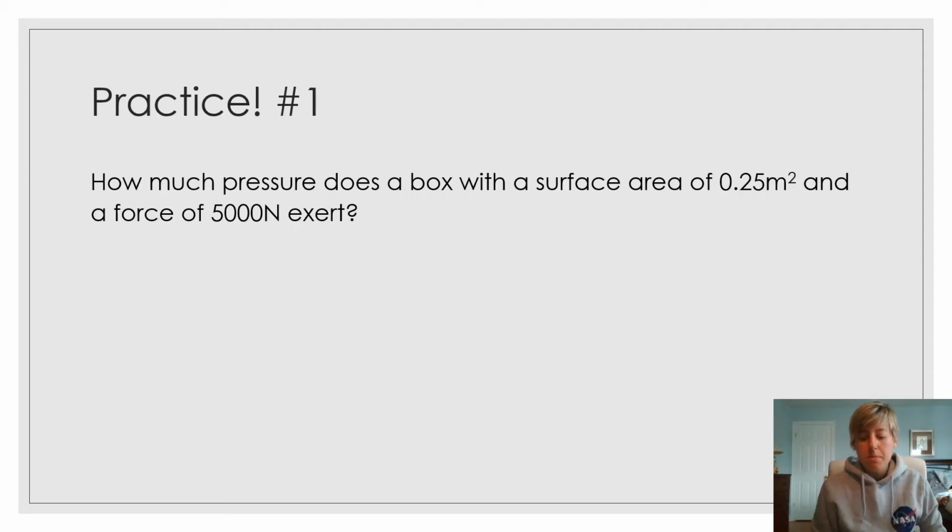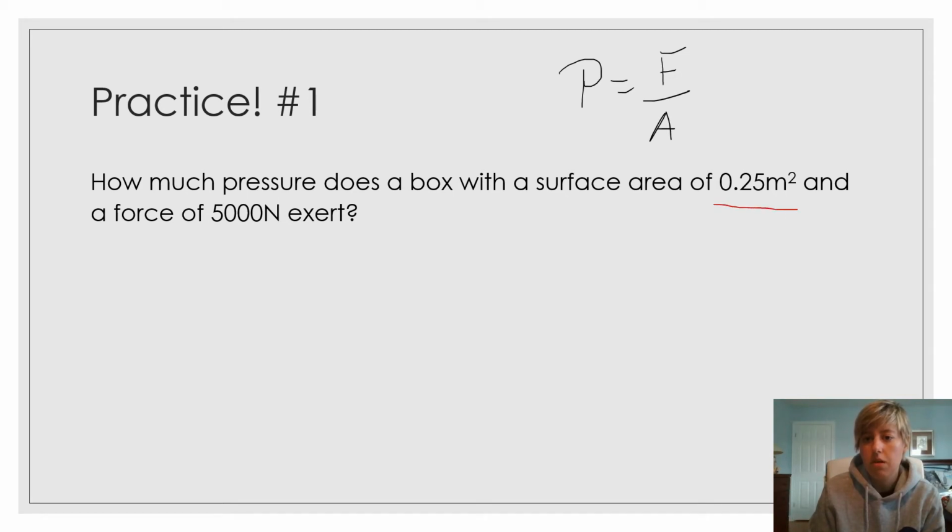So our first practice question: how much pressure does a box with a surface area of 0.25 meters squared and a force of 5,000 newtons exert? So first thing that we need to do is write down our equation. Pressure is equal to force divided by area. We need to isolate what our variables are. So this 0.25 meters squared is our area, and 5,000 newtons is our force.